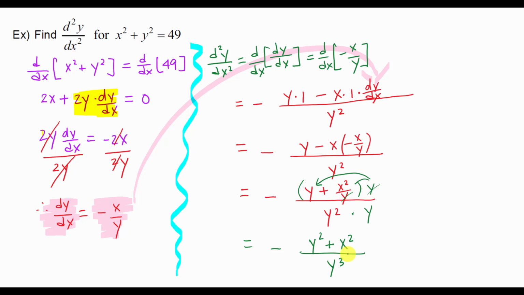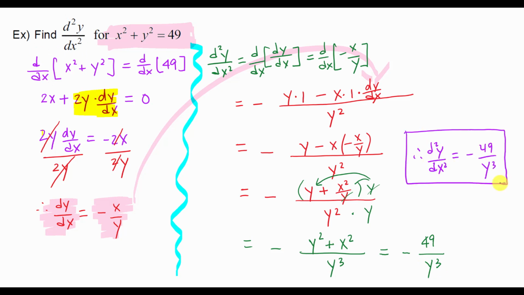Now, that is the second derivative, but always pay attention. There is a way to simplify your answer. And in your answer, if you can simplify by the original equation, you do. So actually, you could simplify this even more, since x squared plus y squared is always 49. So you can write the answer as negative 49 over y to the third. And that is your second derivative.